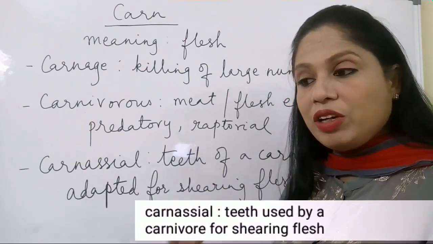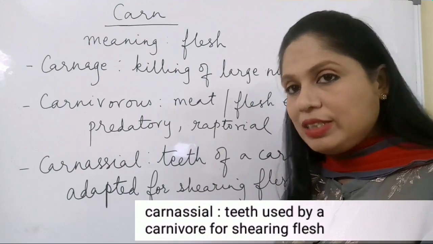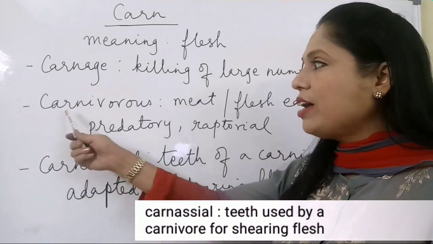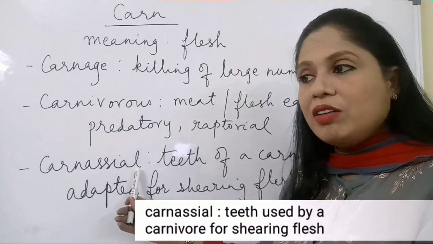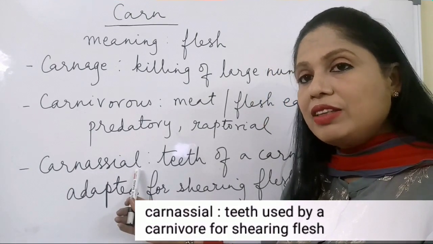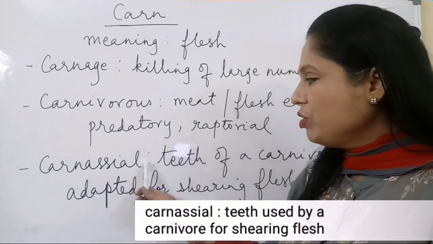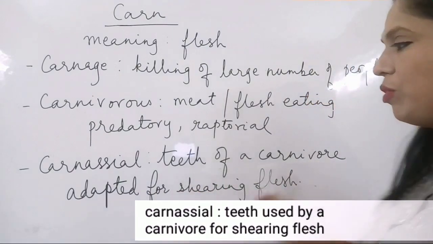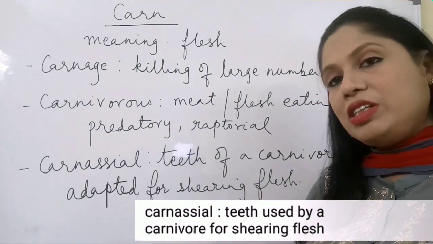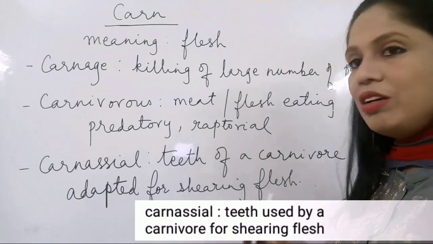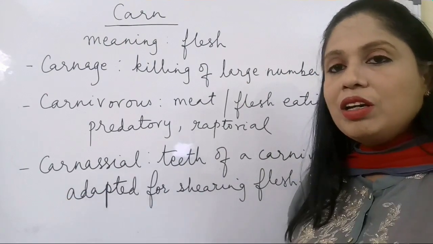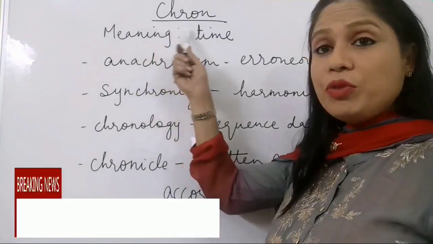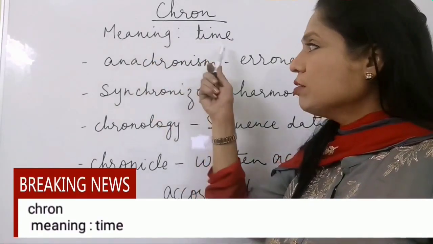A person or even an animal who eats meat is referred to as a carnivore. Carnassial are the teeth like that of a carnivore. So teeth of a carnivore adapted for tearing or shearing flesh is the meaning of the word carnassial. The root word chron means time.